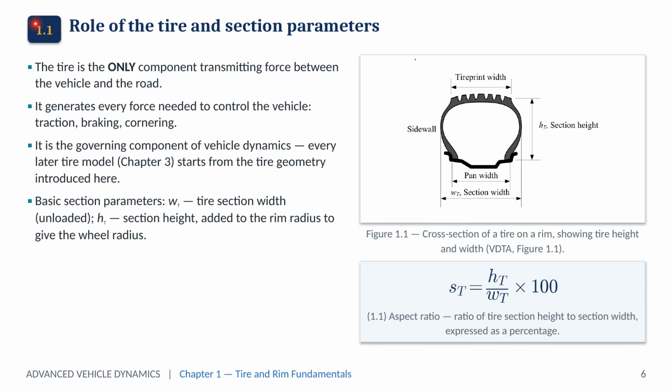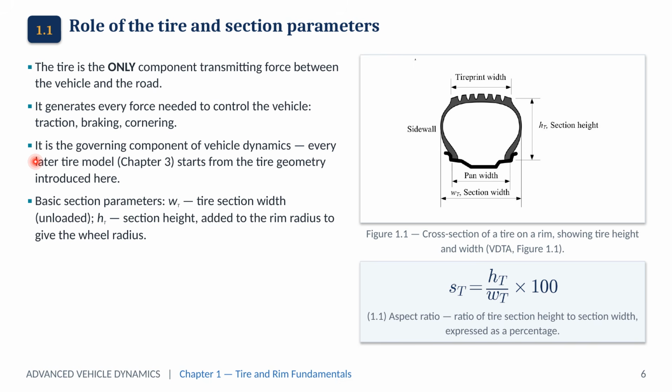The tire is the only component that transmits force between the vehicle and the road. Every force needed to control the vehicle, traction, braking, and cornering, is generated at the tire. That is why the tire governs vehicle dynamics. Every tire model we meet later, in Chapter 3, starts from the tire geometry introduced right here.